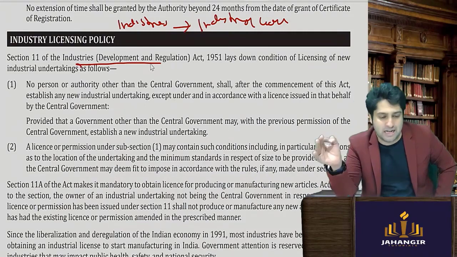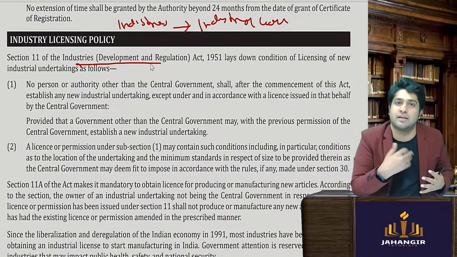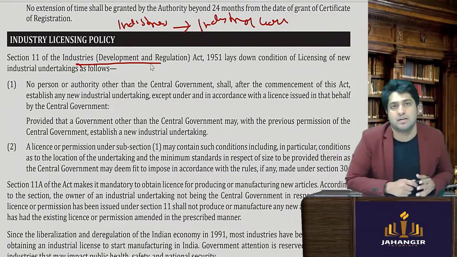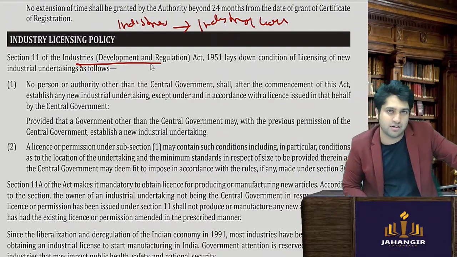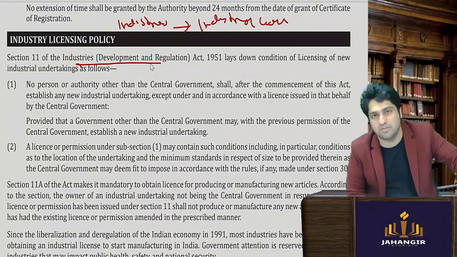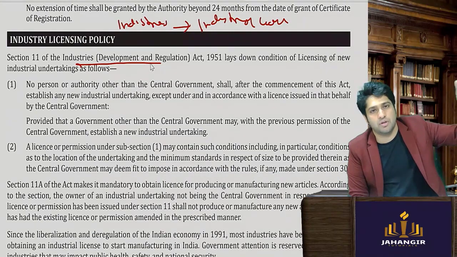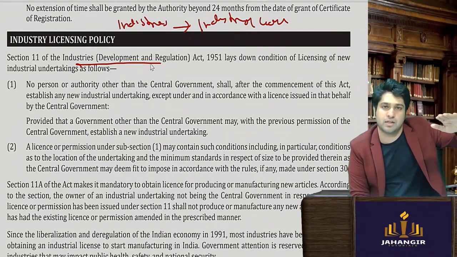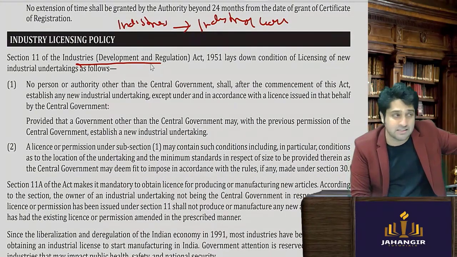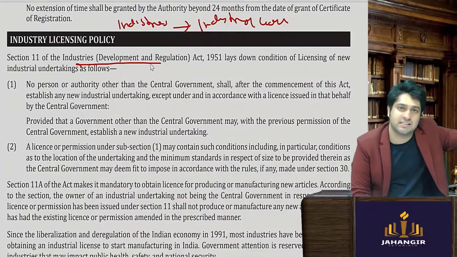The object of this act is to develop and regulate industries in India. Under this act, licenses are given, industrial license is given. Sometimes, for some companies, industrial license has been exempted.